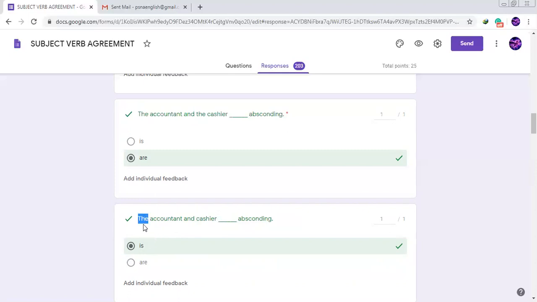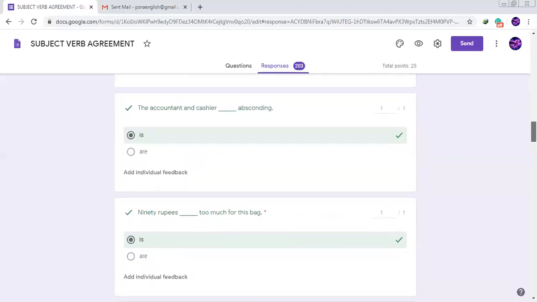So it is only one person, not two different persons. In the earlier example there are two different persons, the accountant and the cashier, and two articles are used. But here only one article is used, which means the accountant and the cashier are the same person. So the answer is "is". Here the student is right.